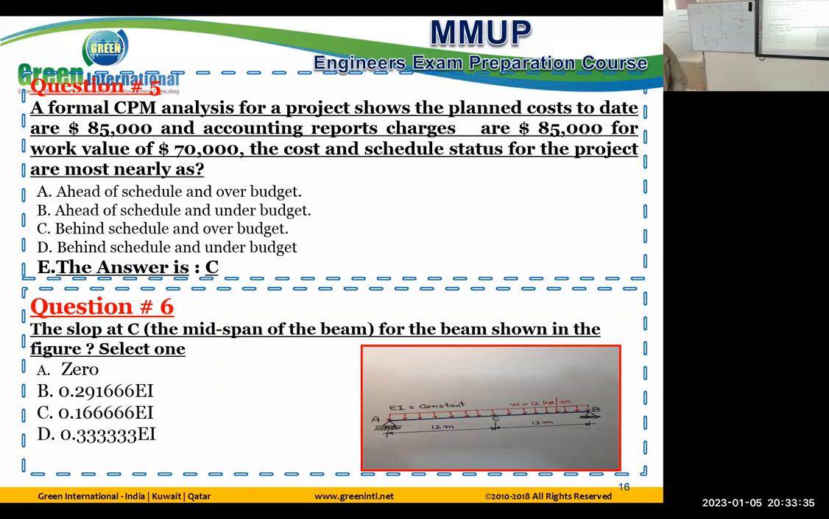What is the slope anyway? The slope is the tangent to the elastic line, the deflection curve. If you have a slope, the slope here is tangent to the deflection curve. This is the slope at this point. The slope at this point is parallel to the beam, and the angle here is 90 degrees.